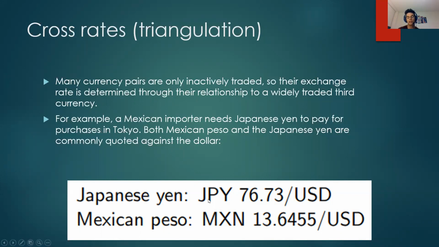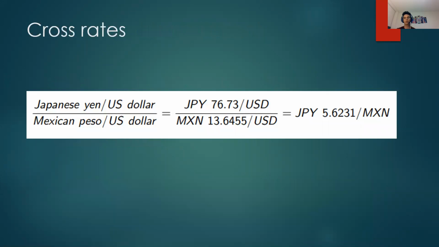So here is another example. We have the Japanese yen in terms of US dollars. Then we have the Mexican peso in terms of US dollars. What we can do is calculate the exchange rate between the Japanese yen and the peso using this, right? So basically what you need to do is just divide. You only need to divide the exchange rate of the Japanese yen over the exchange rate of the Mexican peso in terms of dollar.